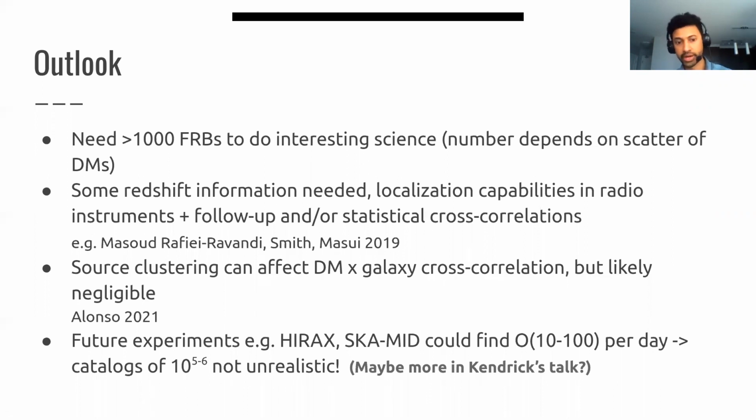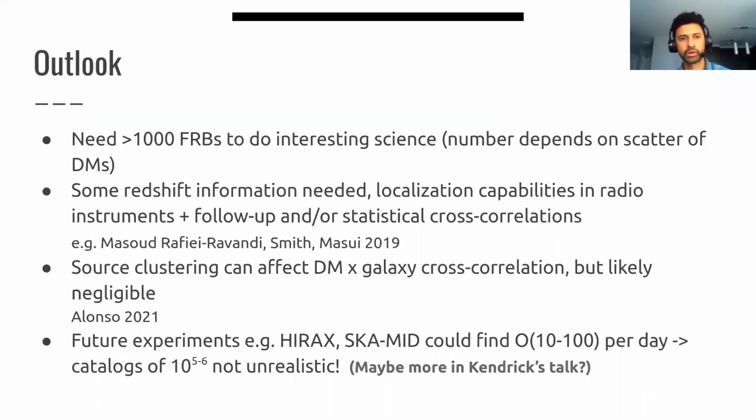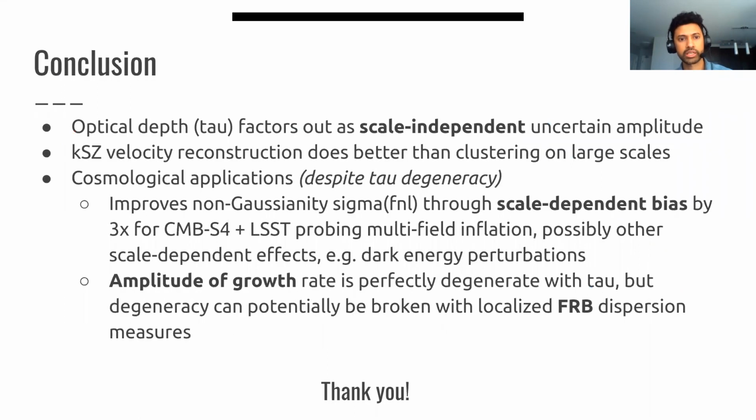But I'm pretty optimistic about the outlook here. Future experiments could potentially measure tens to hundreds of FRBs per day, and we're really talking about a regime of hundreds of thousands to a million FRB catalogs over maybe 10 years, which allow you to really take the kSZ measurements and transform it into a powerful cosmological probe. So I'll just leave the conclusion slide here.